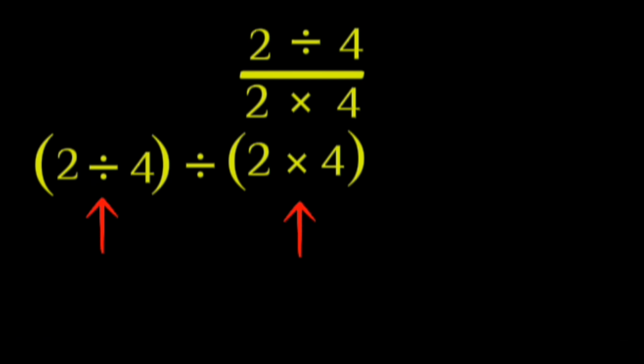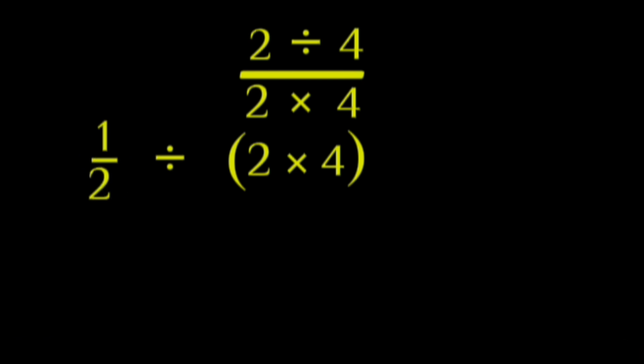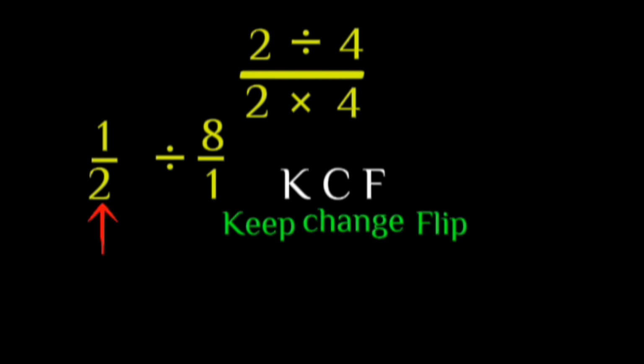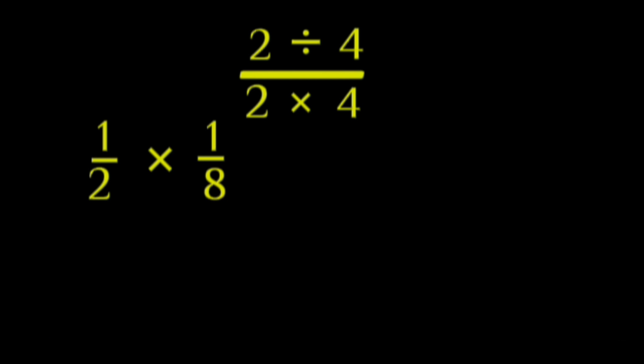So here, we start with the parentheses. Inside the first bracket, we have 2 divided by 4, which simplifies to 1 over 2. Inside the second bracket, we have 2 times 4, which equals 8. So now the expression becomes 1 over 2 divided by 8. Next, we apply the KCF rule. Keep, change, flip. We keep the first fraction, change division to multiplication, and flip the second number. So this becomes 1 over 2 times 1 over 8. Multiplying the numerators gives 1, and multiplying the denominators gives 16. So the final answer is 1 over 16.